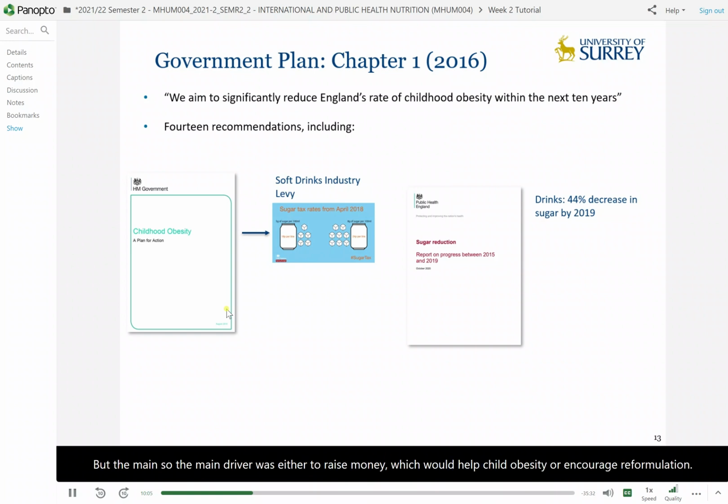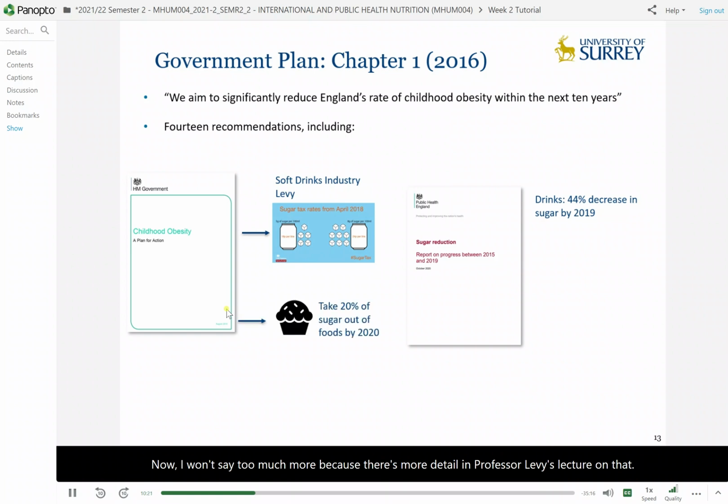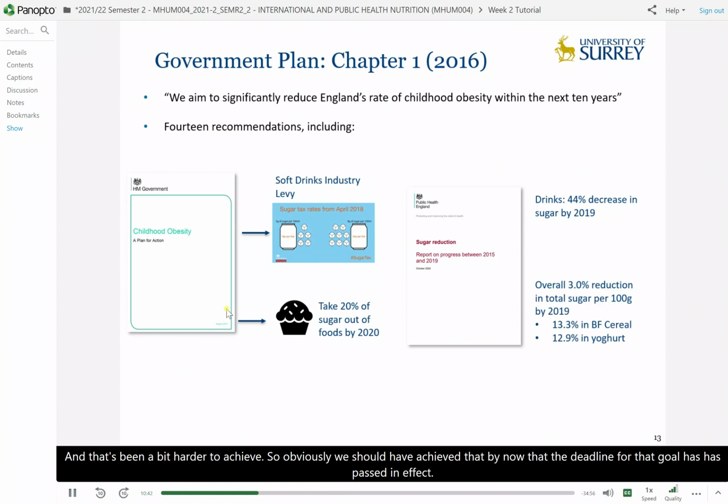But the main driver was either to raise money, which would help child obesity, or encourage reformulation. And it looks like it has had quite an effect on reformulation. Now, I won't say too much more because there's more detail in Professor Levy's lecture on that. But sugar was also featured in another of the 14 recommendations, which was by 2020 to take 20% of sugar out of food. So again, this is a product reformulation, changing not behaviours, but the content of the food that people are eating. And that's been a bit harder to achieve.